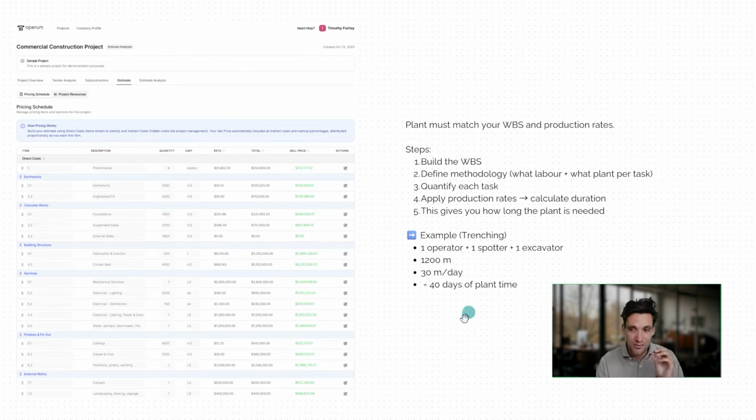Note, I'm saying productive because that's an important term I'm going to explain in a second. Let me use an example. For trenching, where we have an operator, a spotter, and an excavator, that is our going rate for the task, so those are the resources we require. We've got 1,200 meters of trenching. We're doing 30 meters a day. We've got 40 days of that excavator on site.